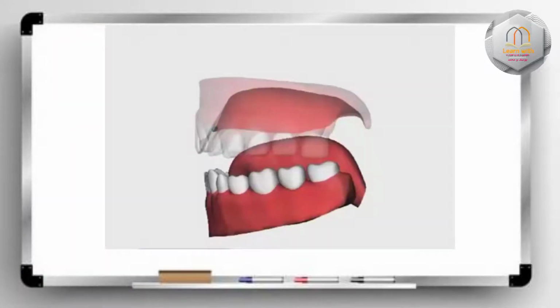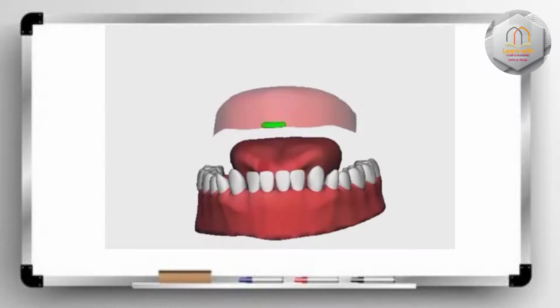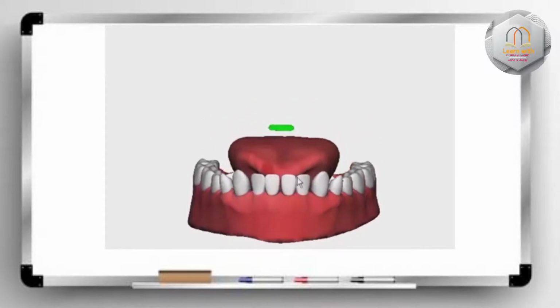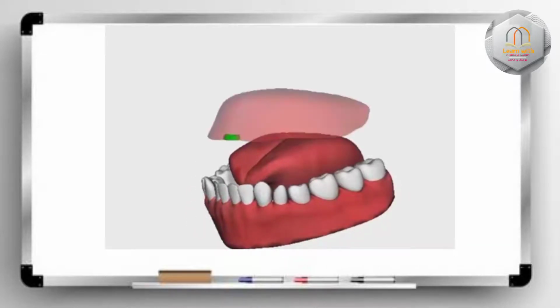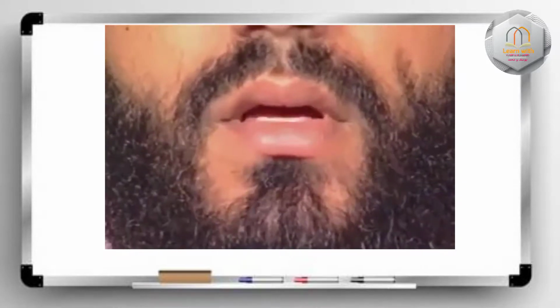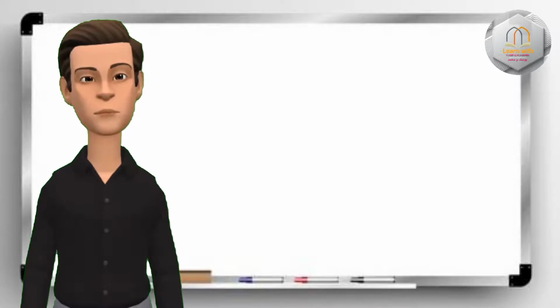At. أت. Our second letter today and the fourth in the Arabic alphabet is tha.